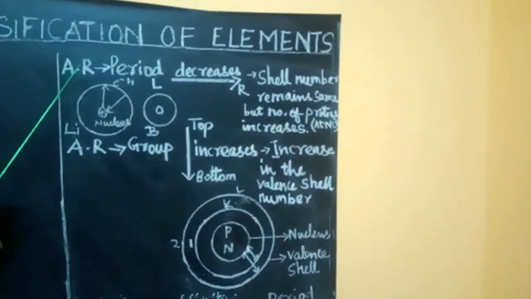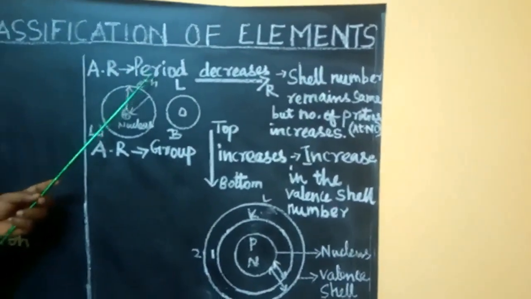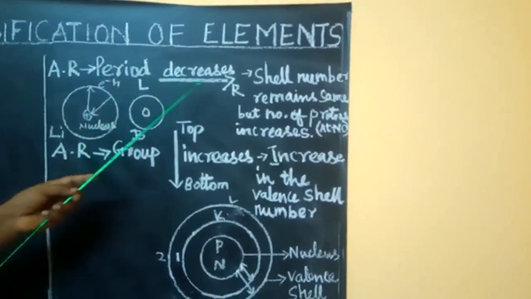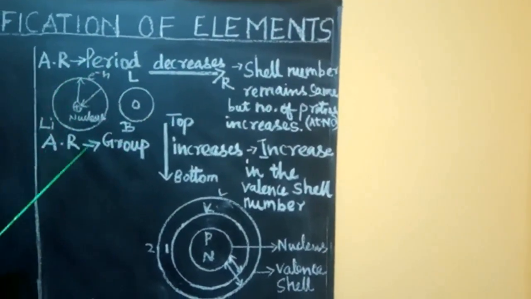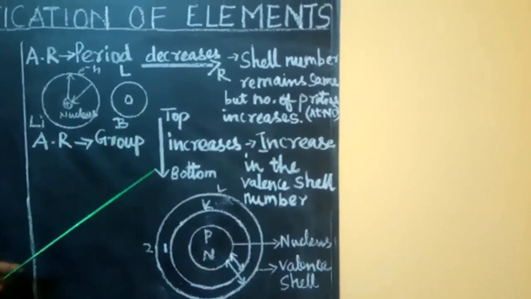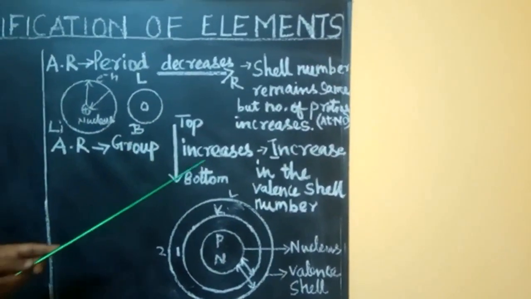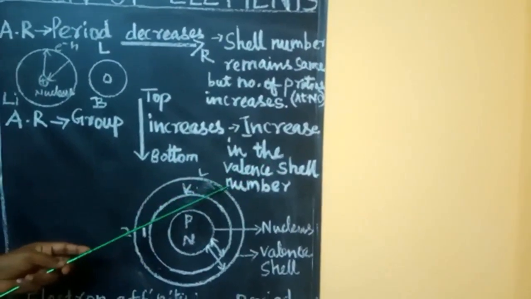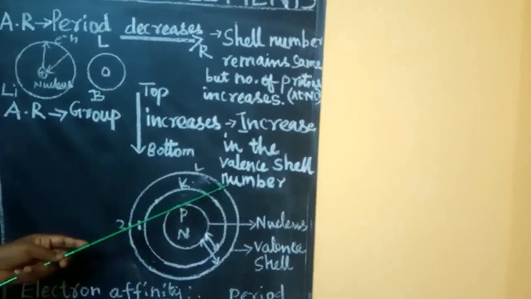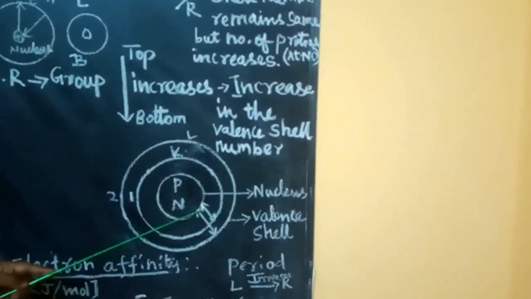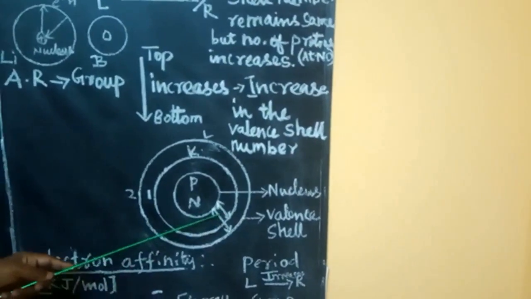When you see the variation of atomic radius in the periodic table, there are two trends. One is along the period. Along the period, atomic radius decreases from left to right. Along the group, atomic radius increases from top to bottom because of the increase in the valence shell number. As the shell number increases, the distance between the nucleus and the valence shell also increases.